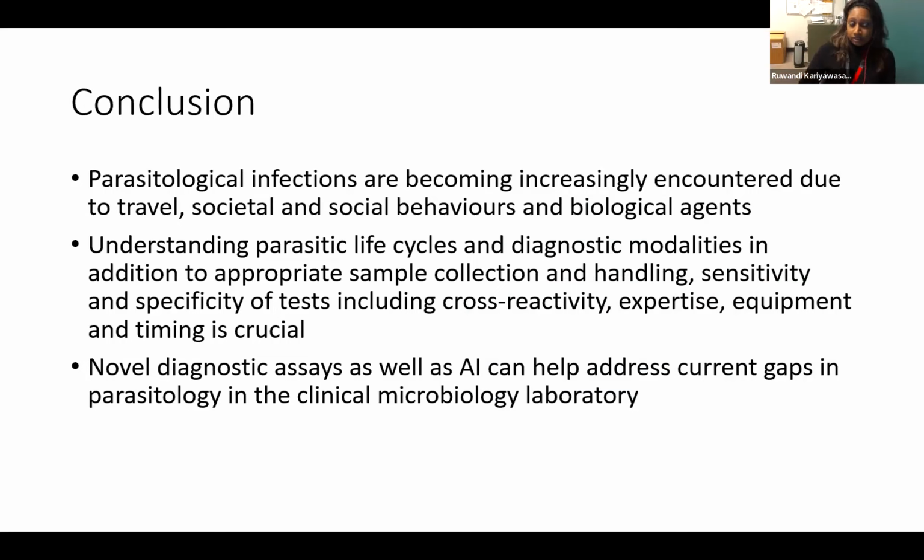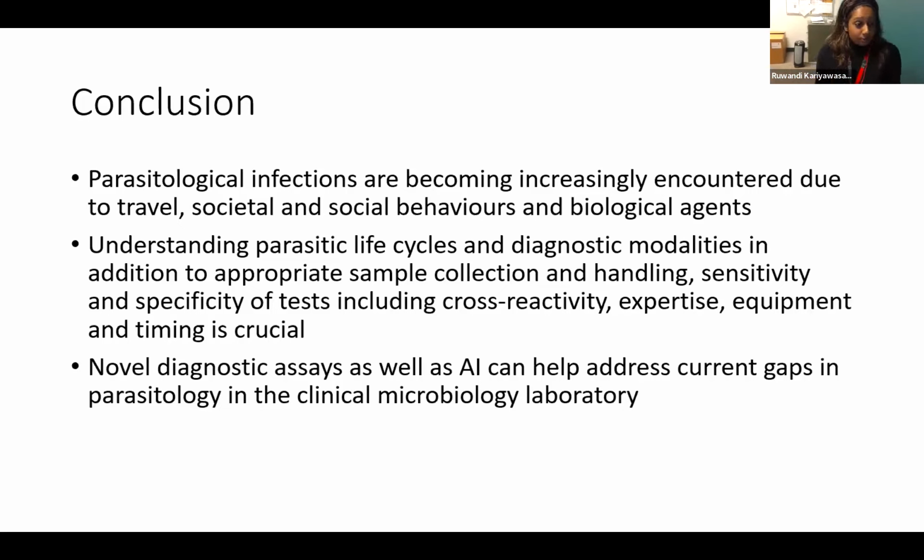Understanding these parasitic life cycles is very important because that informs the diagnostic modalities that you would actually implement, and combining that with the appropriate sample collection, timing of that, the sensitivity and specificity of each test that can exist, and the expertise available. All of that complicates the ability to correctly diagnose an infection. I just wanted to give you an appreciation of how diagnosing parasitological infections in the lab can be complicated. It's interesting. It's kind of like detective work for me.